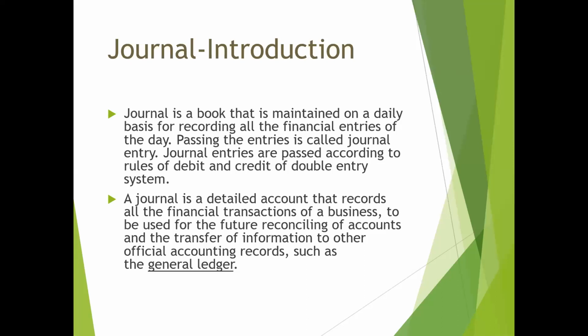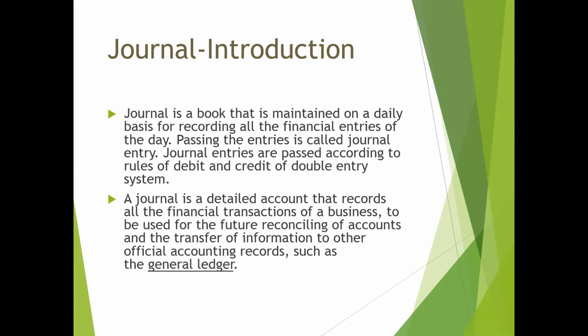Passing the entries is called journal entry. Journal entries are passed according to the rules of debit and credit of the double entry system. Basically, the methods of accounting are classified under two headings: one is the single entry system and then the double entry system. But journal entries are passed according to the rules of debit and credit of the double entry system.